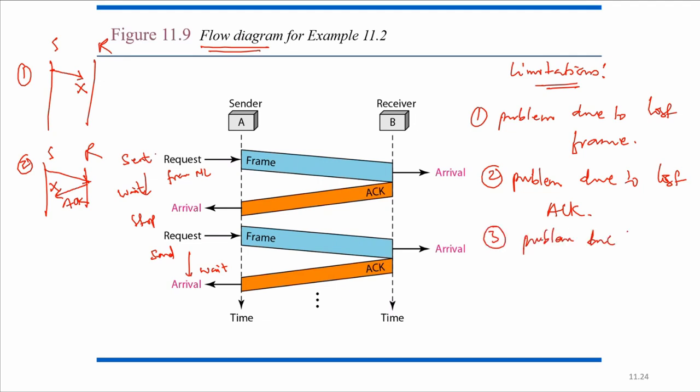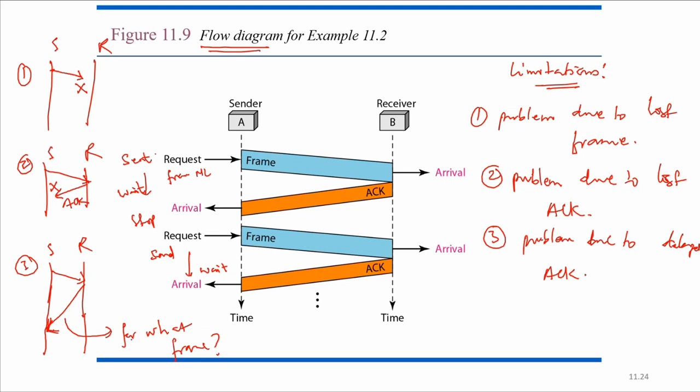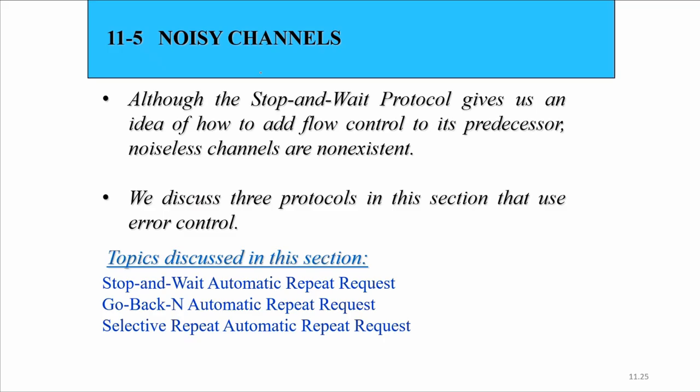The third one is the problem due to a delayed acknowledgement. A delayed acknowledgement means the acknowledgement would have been received prior to that. So this is the sender, this is the receiver. The packet is sent, it is received, and the receiver has sent the acknowledgement, but it is received very late. If it is received very late, then at that time the sender might be thinking, this is an acknowledgement for what frame, which data frame is this acknowledgement about? So that is also a problem. These are the different problems associated with the stop and wait protocol. That's why there are different next protocols.